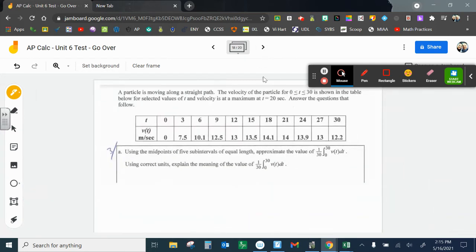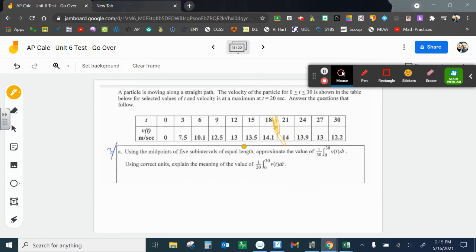Okay, let's go to the free response here for part 2. No calculator. A particle's moving along a straight path. The velocity of the particle from time 0 to 30 is shown in the table below. And velocity is at a maximum at time equals 20 seconds. Okay, so it hits its maximum somewhere in here.